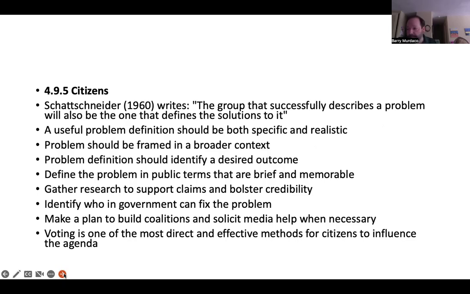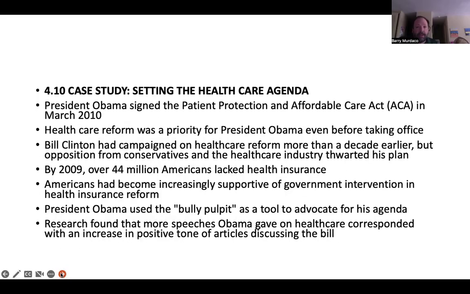Same thing with many other issues: military spending, healthcare. Neither party supports single payer healthcare. There are minor differences between the two on some of these issues, taxes, but they don't really represent a substantial difference from one another. Case studies, setting the healthcare agenda.